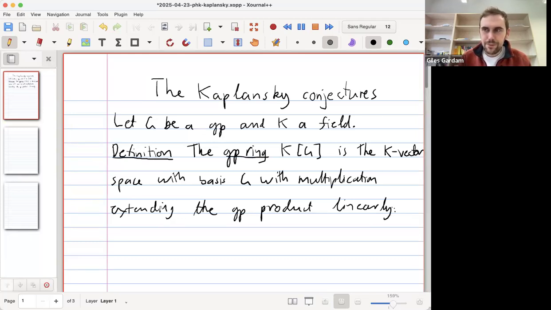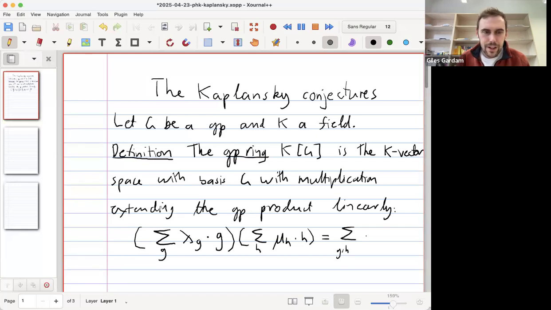So, what does this mean? If I take one expression, say the sum over elements g in the group of some coefficient lambda_g times g, and I multiply it by some similar thing, say with coefficients mu, then the resulting thing is just the sum over all pairs of the product of the coefficients in the field times the product of the group elements evaluated in the group. Here, of course, the lambda_g are these field coefficients. The mu_h, and the g and h are the elements of the group that we're summing over, the running variables in the sums.